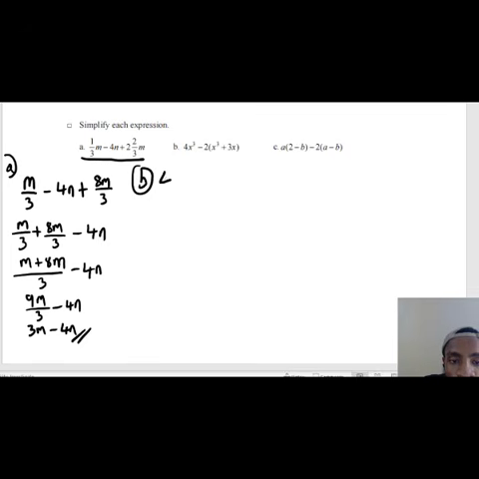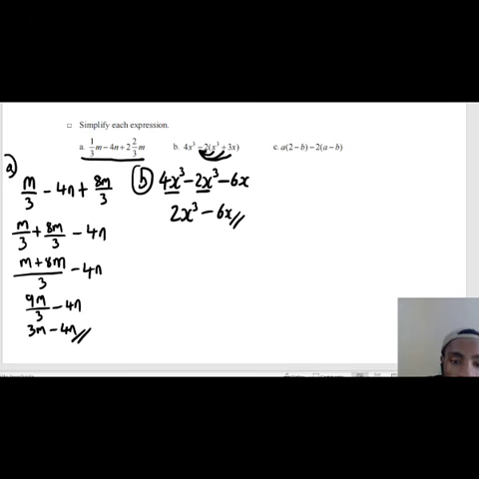For this one, I just opened the brackets. That's all I'm doing. So minus 2 times x cubed is what? Minus 2x cubed. Minus, minus times plus is what? Minus. What is 2 times 3x? That's 6x. So we can solve this one because they are like terms. 4x cubed minus 2x cubed will give us what? 2x cubed minus 6x. And that's the answer.